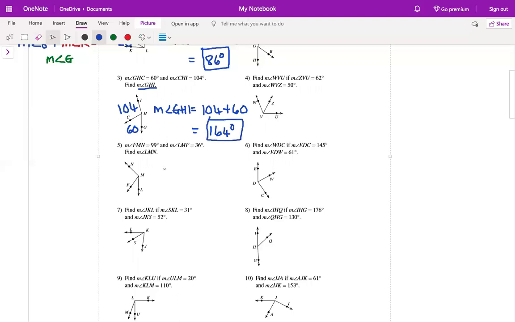Okay, with number 5, pause your video and see if you can figure out which numbers go where, and if you can find the answer. What is the measure of angle LMN? And when you're ready, press play again.